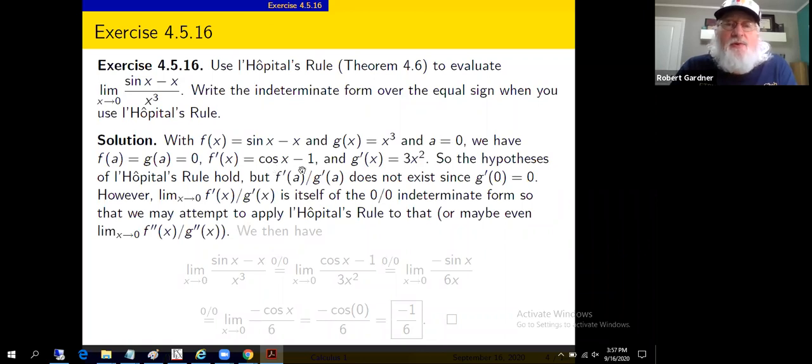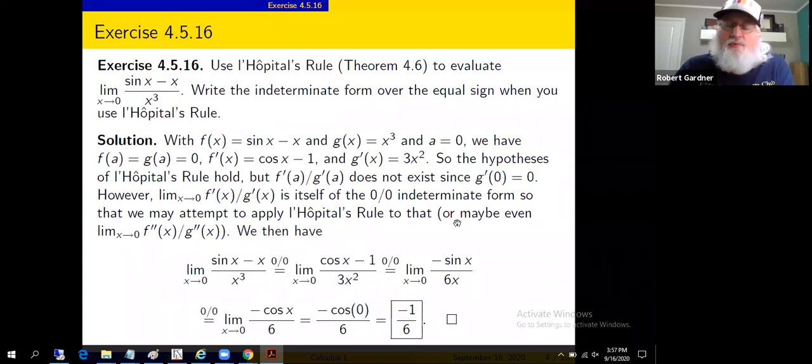Derivative of the numerator is cosine x minus 1, right? Derivative of the denominator is 3x squared, right? So let's try to apply L'Hopital's rule. Problem is, it doesn't work in one application of L'Hopital's rule. So we're adding up new things that can happen. Limit as x approaches 0, sine x minus x over x cubed. Yeah, 0 over 0 indeterminate form.